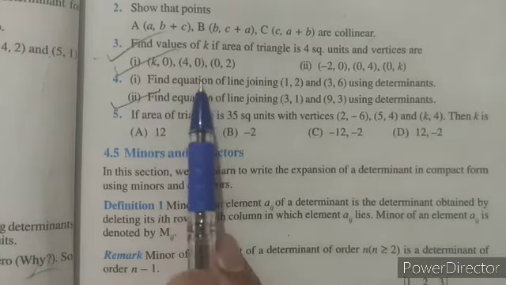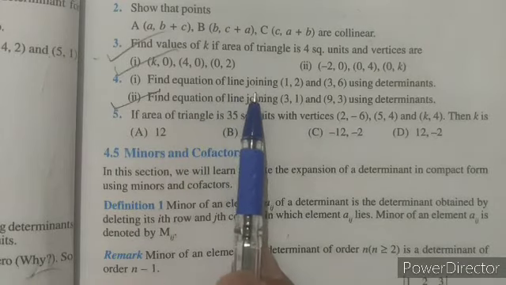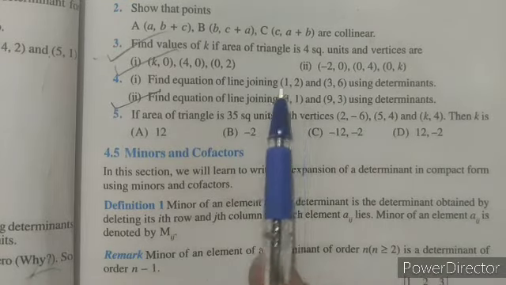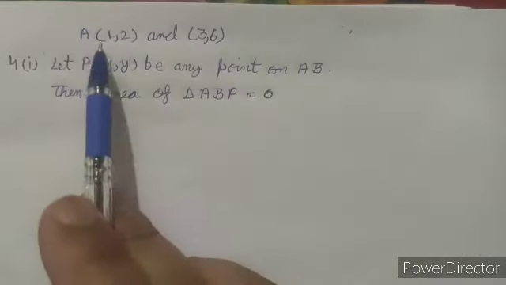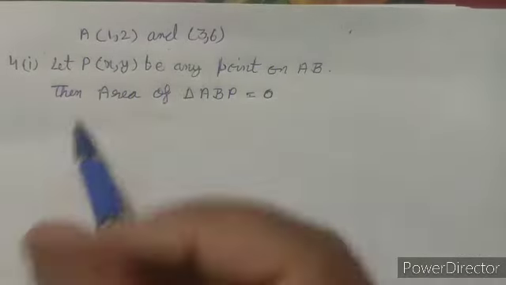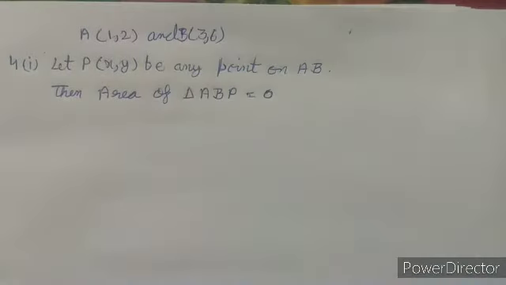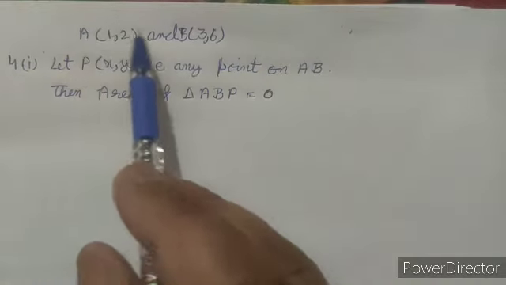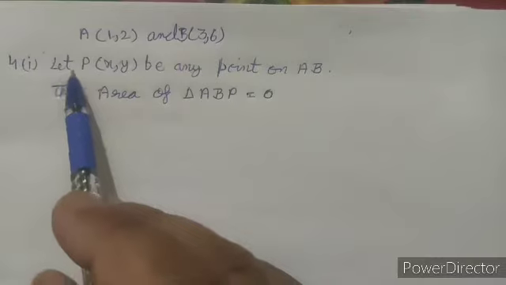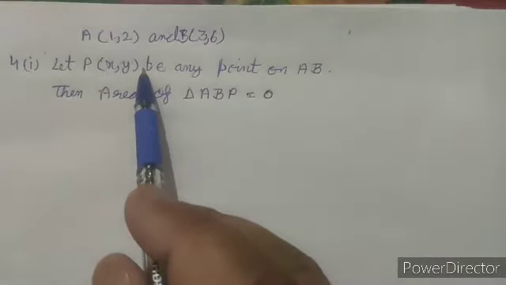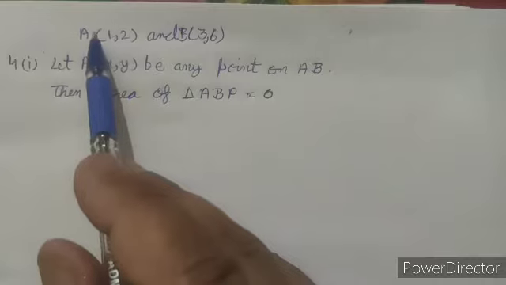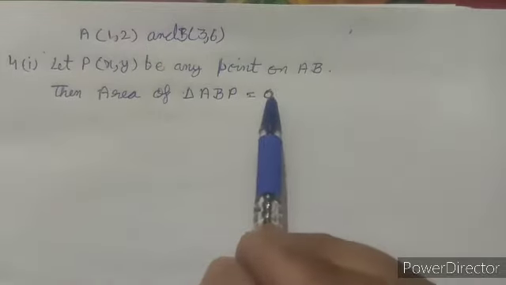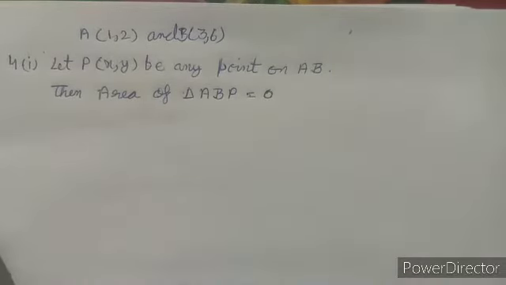In question number 4, we have to find the equation of the line joining the two given points using the determinant method. Now I am doing the first part of it. Two points A(1, 2) and B(3, 6) are given to us. Now we have to find the equation of the line passing through A and B. For this we will take a point P(x, y). Suppose point P(x, y) lies on the line AB. Then the area of triangle ABP will be equal to 0, as these points are on the same line.